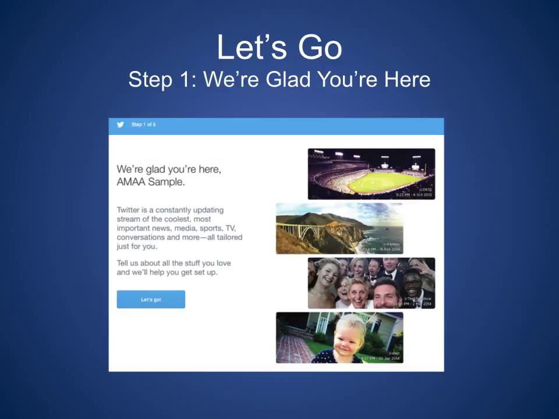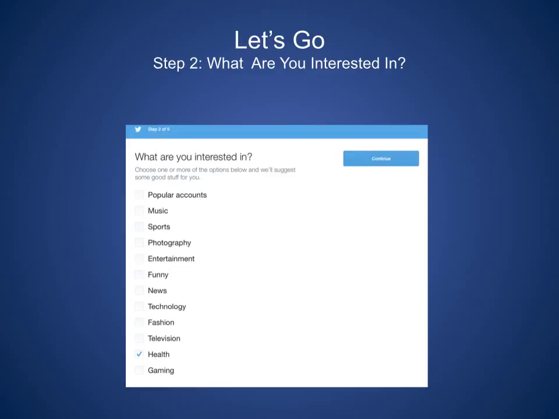There are 5 steps to setting up your Twitter account. Click Let's Go to get started. Twitter will ask you what you're interested in. There are checkboxes on the left. Twitter will recommend sites for you in the areas you check. We have selected health. If you don't want any recommendations, don't check a box and just click Continue.